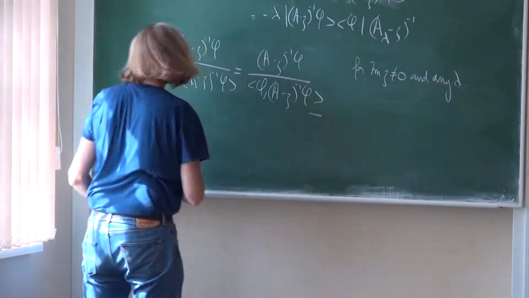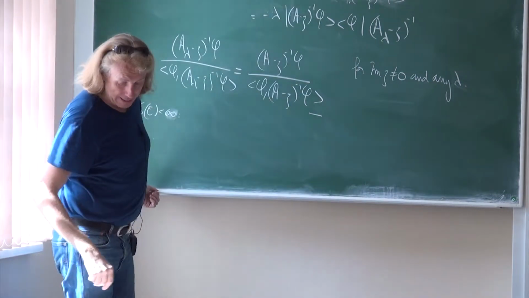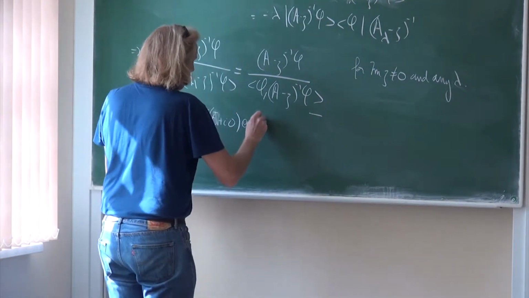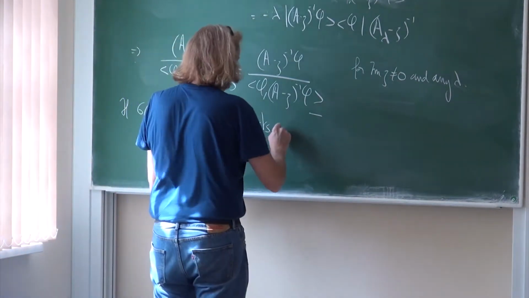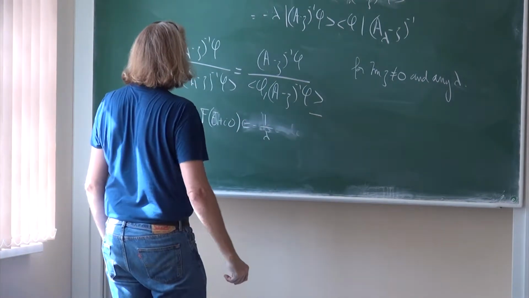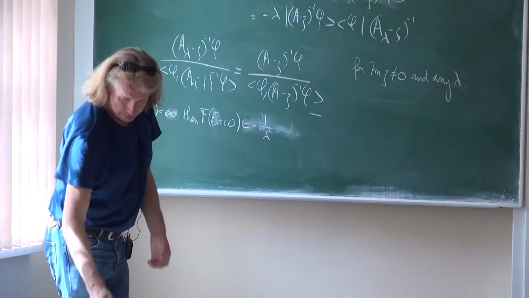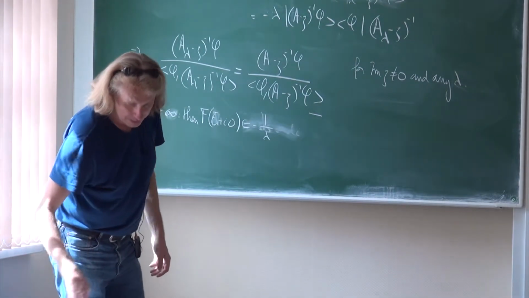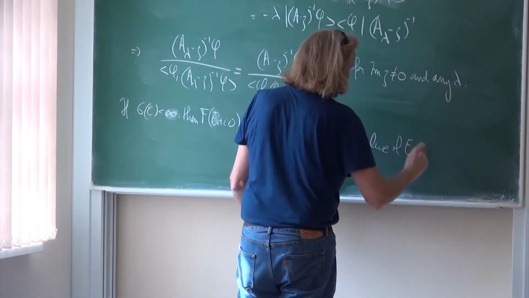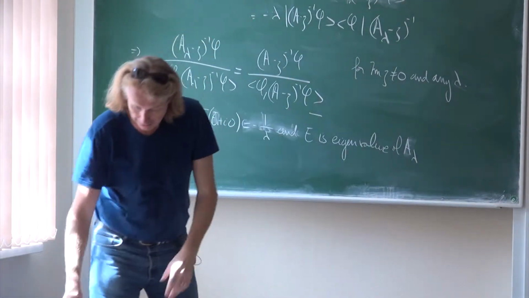Okay. Now, if G of E is finite, well, then we know that F of lambda, F of E plus I 0 exists, right? And I write it this way, is equal to minus 1 over lambda. Okay. And E is an eigenvalue of A lambda. Right, this is just because this is vanishing, so we get that it's an eigenvalue of A lambda.